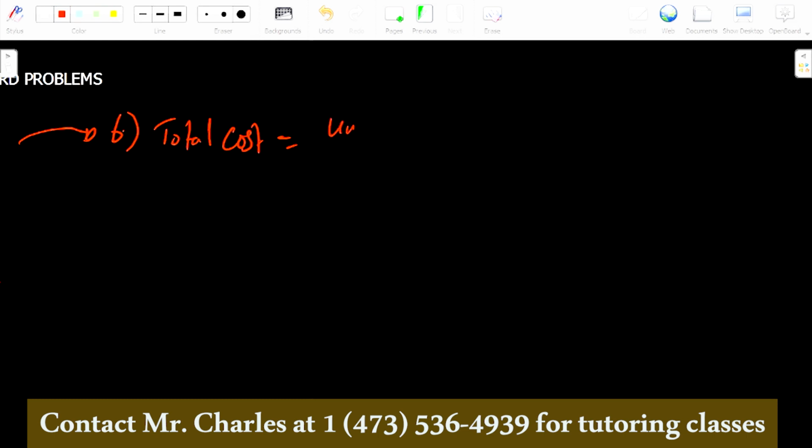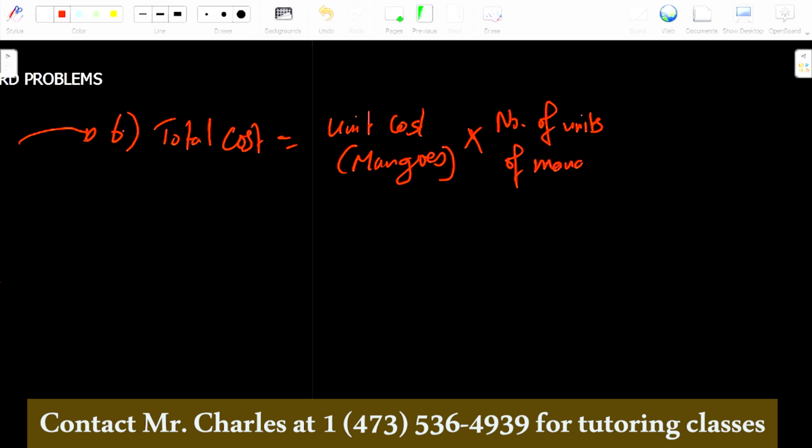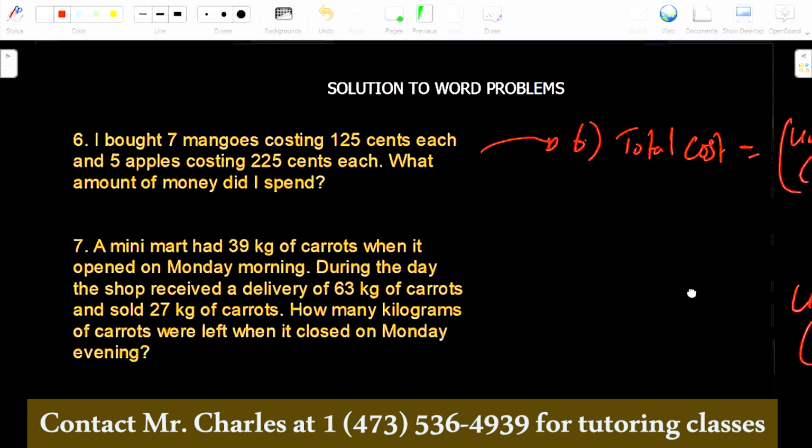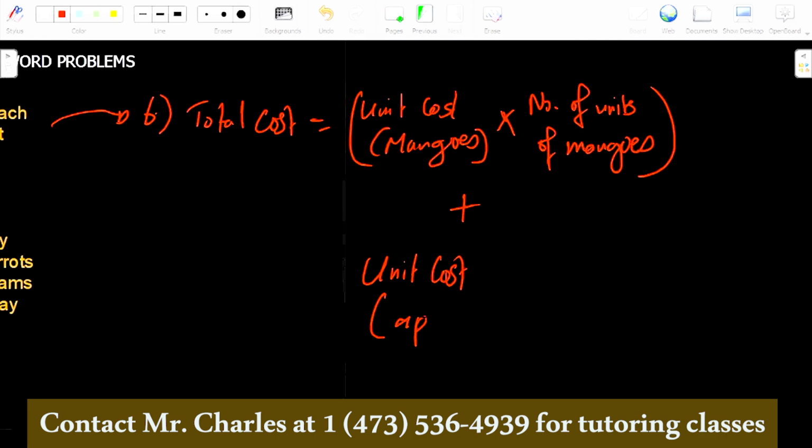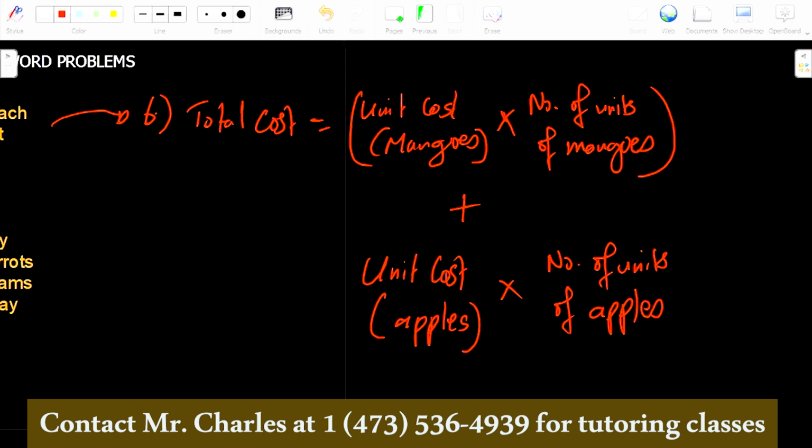So for mangoes, the unit cost for mangoes multiplied by the number of units of mangoes bought, and then you have to take that and add it to the unit cost for apples, times the number of apples bought, or the number of units of apples bought.